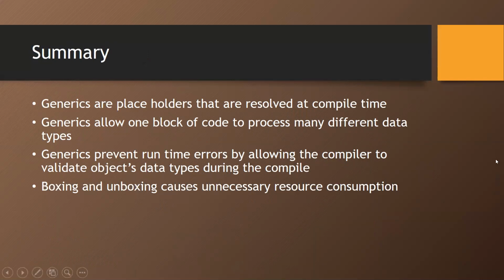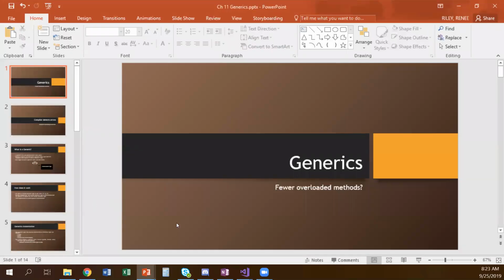Now, generics allow one block of code to process many different data types. They prevent runtime errors by allowing the compiler to validate objects' data types during the compile. And we have to remember that boxing and unboxing can cause unnecessary resource consumption. So those are our generics.